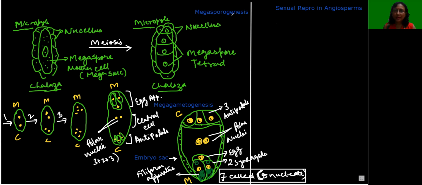The term megasporogenesis itself means the genesis, the formation of megaspore. So in these plants, as you know, there is a process of sporic meiosis, a meiosis by which they form the spores, which are part of the sexual reproduction: microspore for the males and the megaspore for the females.